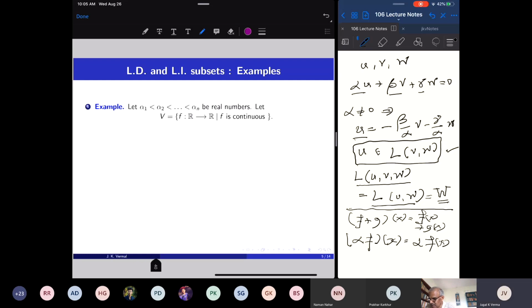I could take any n. Just look at the space of all continuous functions. This is my vector space. In this vector space, I want to produce an infinite set of linearly independent functions. Here it is.